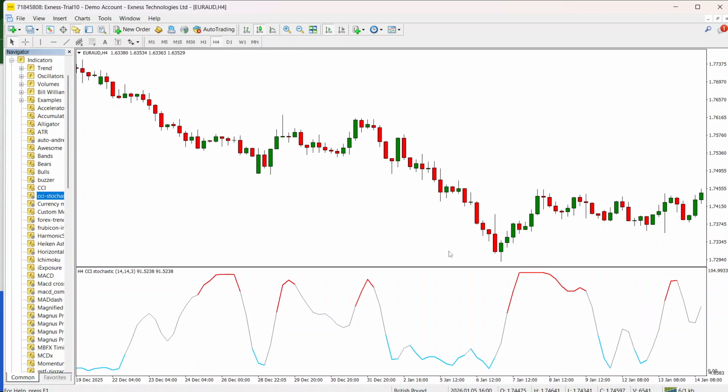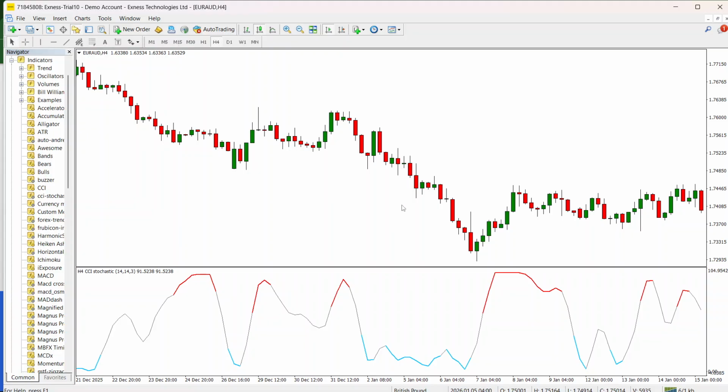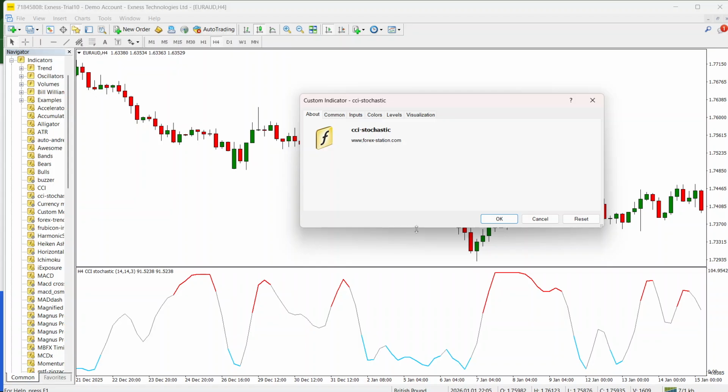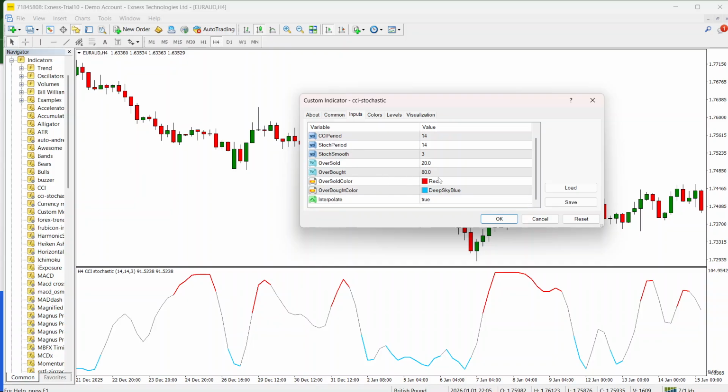The CCI period defines how quickly CCI reacts to price changes. Short periods are more responsive and noisy, while longer periods are smoother but slower. If we go to its settings, we can see its period for both the CCI and stochastic, and we can adjust it to suit our trading style.